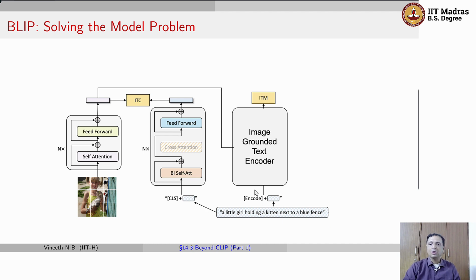Moving on to the third block, they have an image grounded text encoder which takes the same text caption as input along with a token called encode, but this time they also have the image embedding from the ViT as a side input to the text encoder, which is the reason it's called an image grounded text encoder. And there is an image text matching loss, which we'll talk about in a moment again.